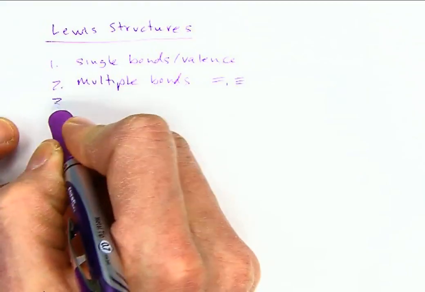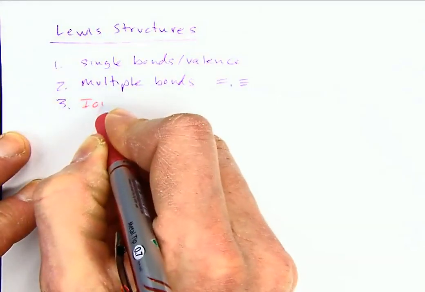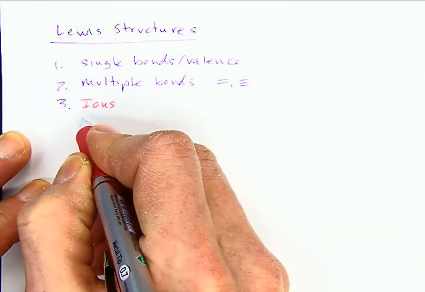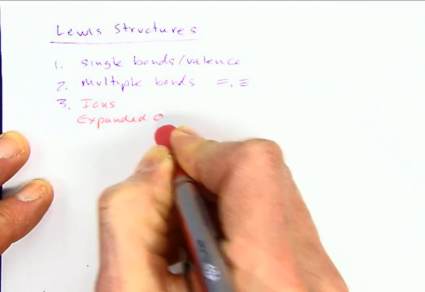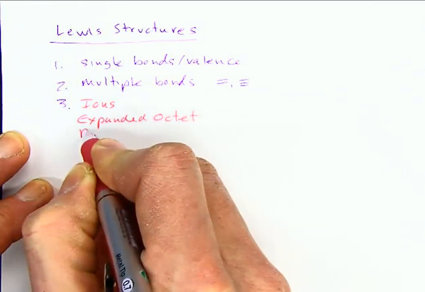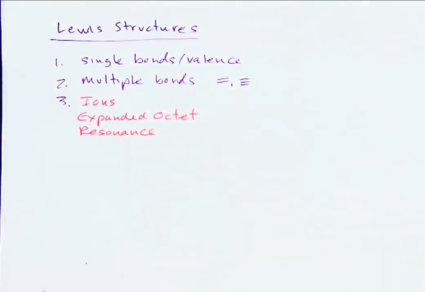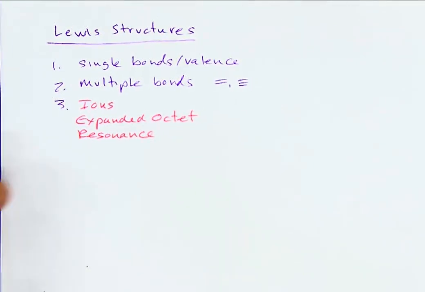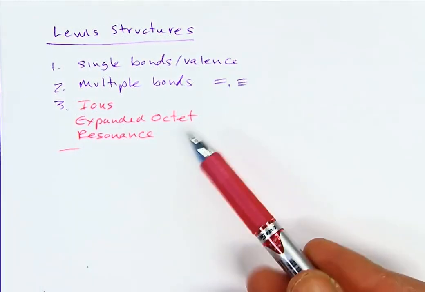Now we're going to talk about probably the biggest topic yet. And this one has to do with a variety. First of all, we're going to talk about ions. We'll talk about expanded octet. And we're going to talk about resonance. And so this is going to be difficult in the sense that you definitely need the other videos before you start here. So let's go with the idea of expanded octet first.